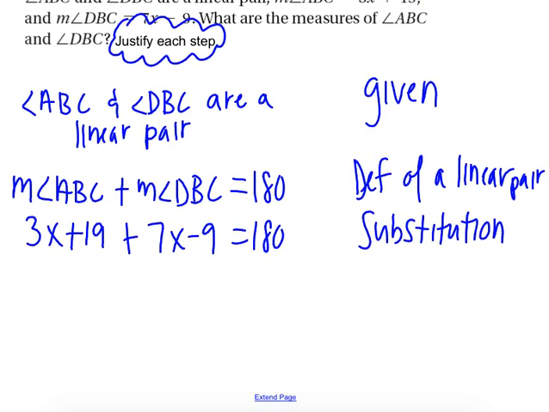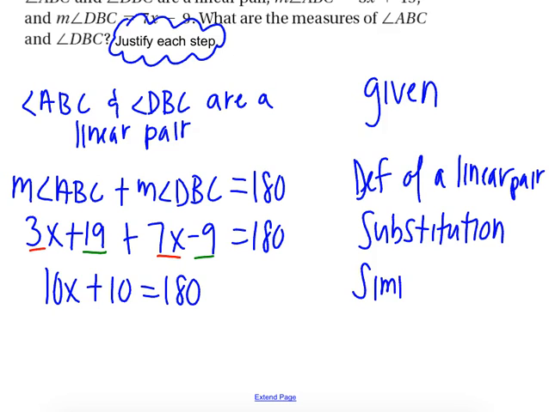Now I'm going to add my like terms. My x's go together, so 3x plus 7x is 10x. And my numbers go together, so 19 minus 9 gives me 10. That's just simplifying. Now we're just solving for x. So how do we get 10x by itself? I subtract the 10 over.